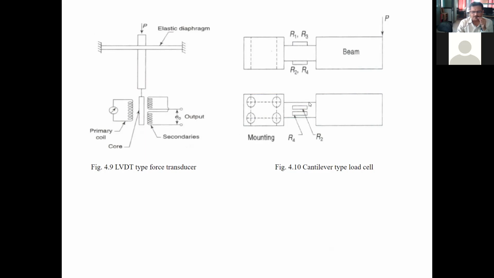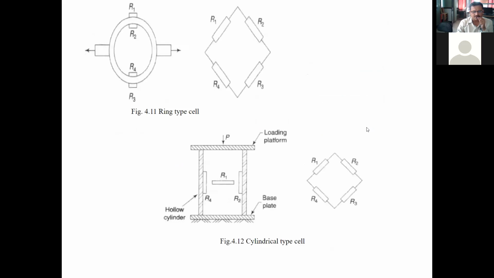Similarly, this is the cantilever type load cell. This is the cantilever beam. This R1, R2, R3, R4 forms the 4 resistances of the Wheatstone bridge. When force P is applied, there will be a change in resistance of R1, R2, R3 or R4. Therefore, we get the deflection in the galvanometer and we get the actual reading of the force. Again, this is the ring type cell. See the 4 resistances R1, R2, R3, R4, and this is the cylindrical type cell. R1 is opposite to R3, and this is R2, R4.